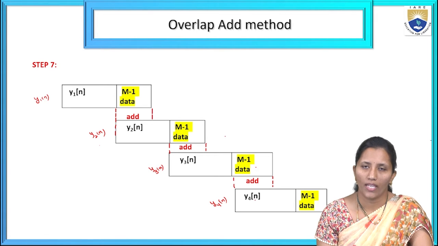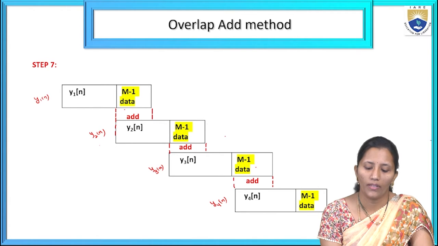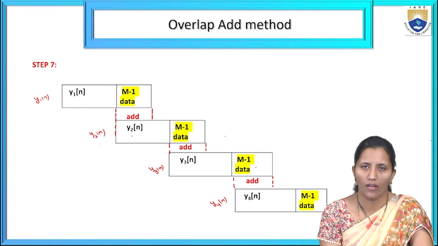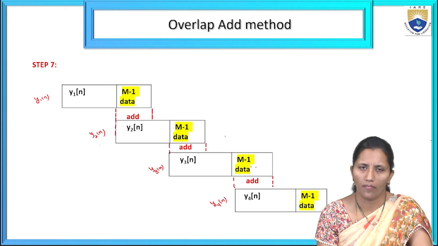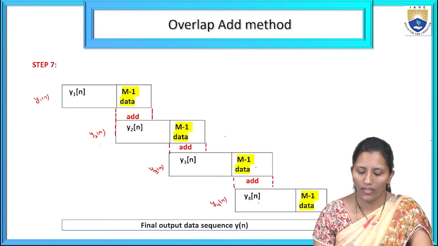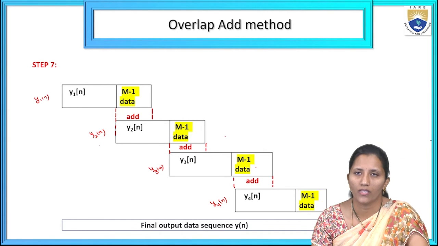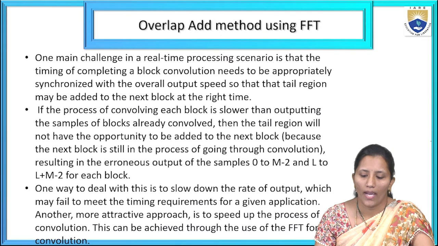Here in the overlap save method, we discard the first m minus 1 bits, but in the overlap add method, we have to add the last m minus 1 bits of y1 of n with the first m minus 1 bits of y2 of n, the last m minus 1 bits of y2 of n with the first m minus 1 bits of y3 of n, and the last m minus 1 bits of y3 of n with the first m minus 1 bits of y4 of n. And we have to give the final output data sequence y of n. This is the procedure of the overlap add method.